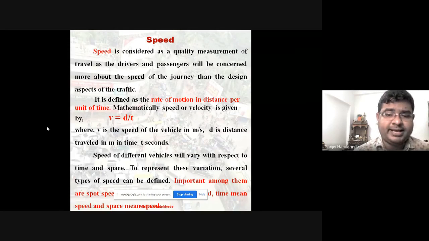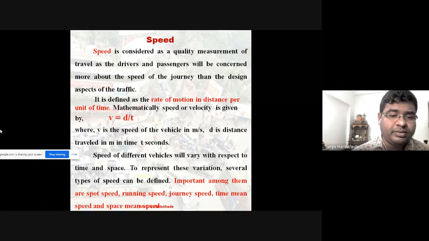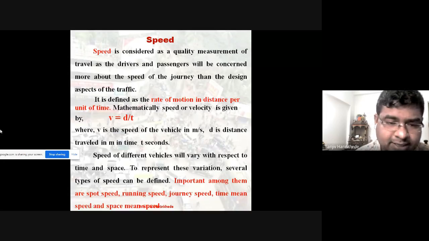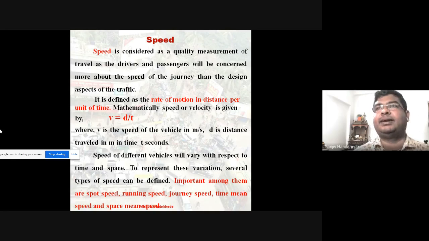Speed of different vehicles will vary with respect to time and space. To represent this variation, several types of speed can be defined. Basically, speed is classified into major types: spot speed, running speed, journey speed, time mean speed, and space mean speed. So let us discuss the various types of speed.